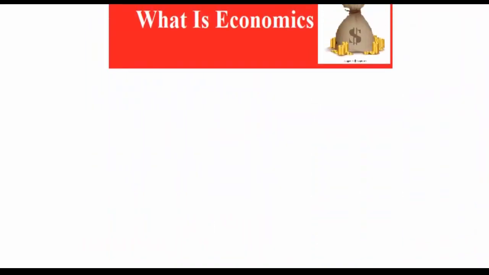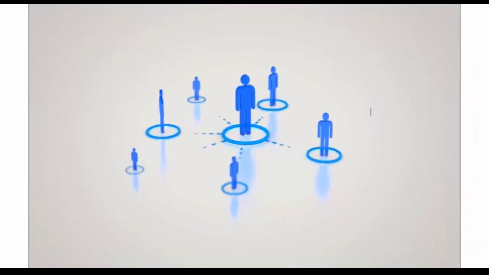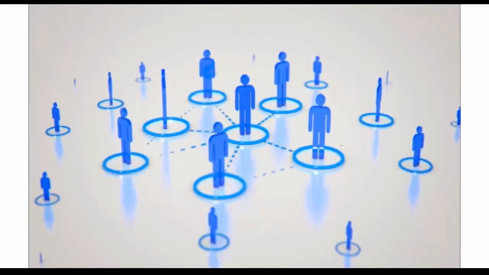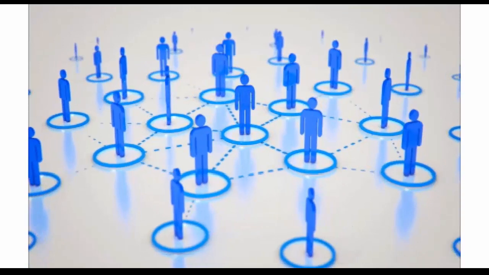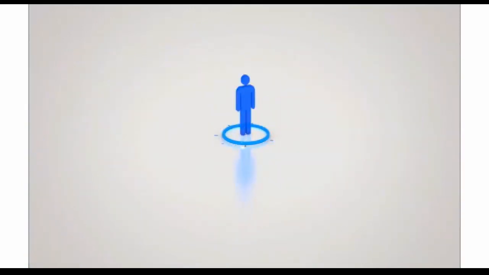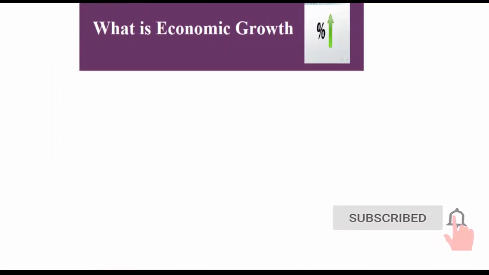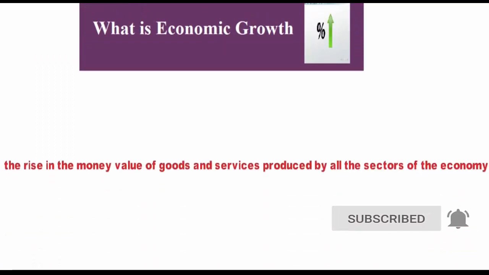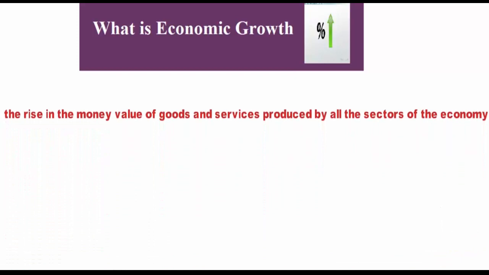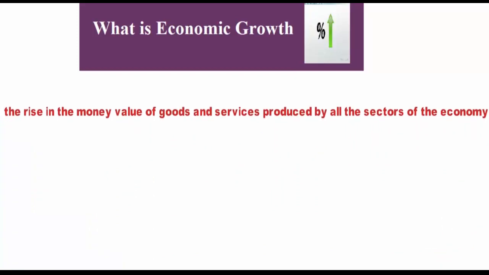What is economic? Economics is a social science concerned with the production, distribution, and consumption of goods and services. And also it studies how individuals, businesses, governments, and nations make choices about how to allocate resources. What is economic growth? Economic growth is defined as the rise in the money value of goods and services produced by all the sectors of the economy per head during a particular period.